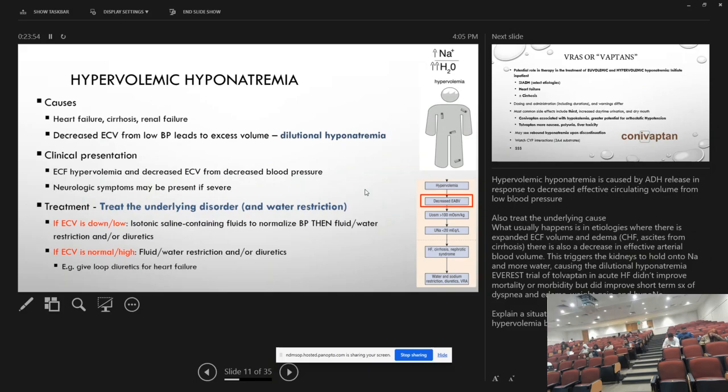And then hypervolemic hyponatremia. Some of the causes would be congestive heart failure, cirrhosis, renal failure. Those are all patient populations that would have a ton of volume on board, right? Like that guy up there in the upper right-hand corner. So they're going to present with a ton of volume on board and a low sodium level. They may have decreased effective circulating volume, so it depends on their physical exam and blood pressure. Again, neurologic symptoms may be present if severe hyponatremia.